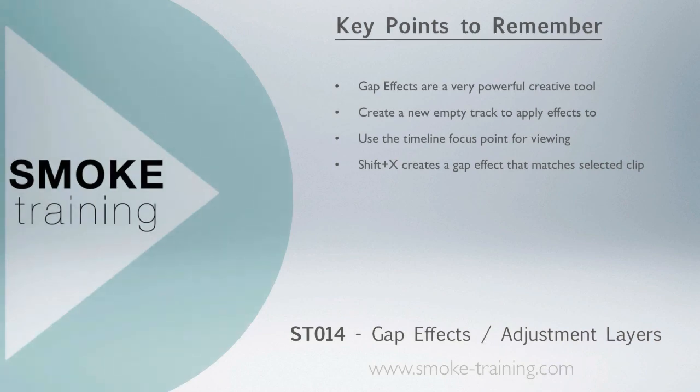Gap effects, or adjustment layers as you may know them as, are very powerful creative tools. First, you create a new empty track above your video and apply effects to that. The focus point of the timeline indicator helps you to view your timeline with or without the gap effect. To create a gap effect that matches the duration of a clip segment, first select the item, then move the focus point up to the empty layer. Hitting Shift and X will cut the gap effect to match the selected item's duration.